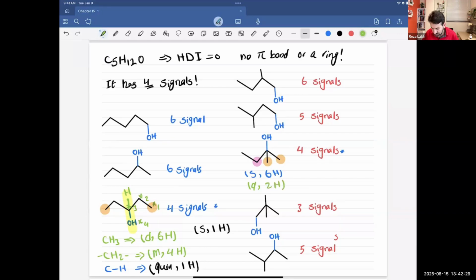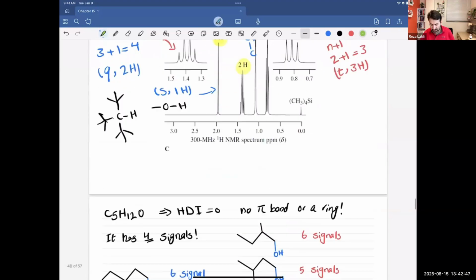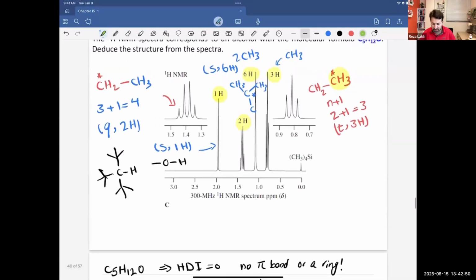And how about the OH? OH, it will be singlet, and it's 1 hydrogen. What else? Last one is going to be the methyl. This methyl, that's going to be doublet, and 2 hydrogen. Okay, so I got singlet, 6 hydrogen. And here you go, singlet, 6 hydrogen.